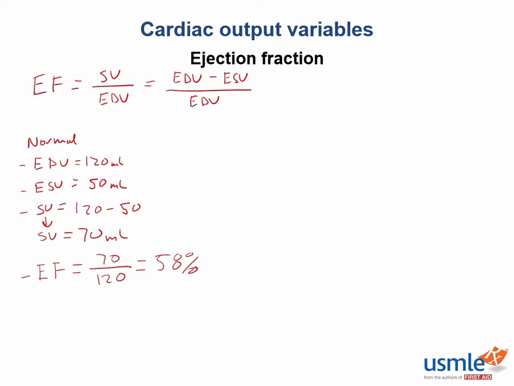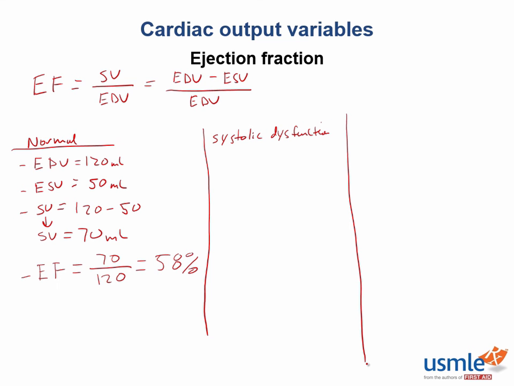Now, in systolic dysfunction, the problem here is poor contractility. So all the volumes within the ventricular chamber are going to increase, and this is because the heart cannot pump an adequate blood volume out of the heart per each cardiac cycle. So let's say in this scenario, our end diastolic volume has increased to something like 200, and our end systolic volume also increases. It goes up to 150 here.